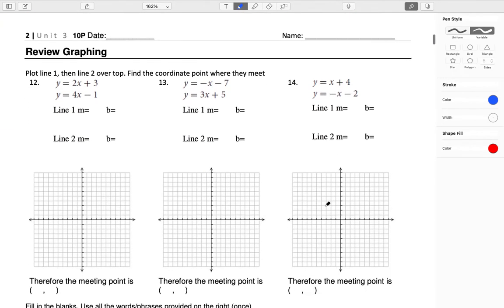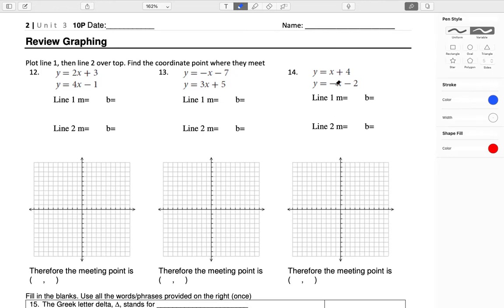Now let's go over some graphing. This is a review from last class. So we're given, if you take a look at number 12, I want you to plot line 1 and 2 on the same grid and identify the coordinate point where they meet. So what we're looking for, POI. POI stands for point of intersection.